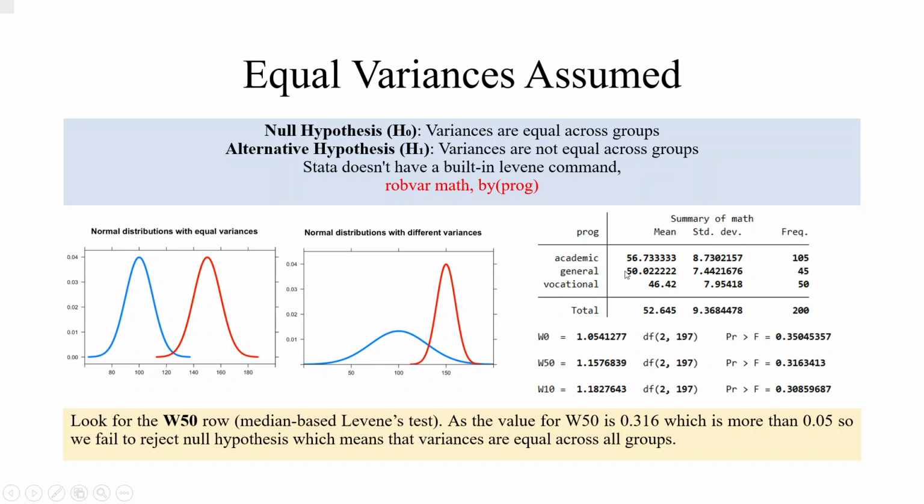Now we will have to check for the second assumption, which is equal variances. Null hypothesis: variances are equal across the groups. Alternative hypothesis: variances are not equal across the groups. STATA does not have a built-in Levene's test command.